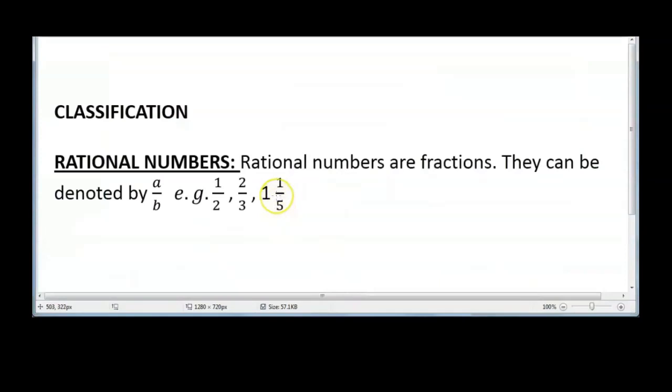Rational numbers. We extend the range of numbers further by bringing in rational numbers. Rational numbers are fractions. They can be denoted by, say, a over b, where a and b are integers. These are some of the examples of rational numbers.